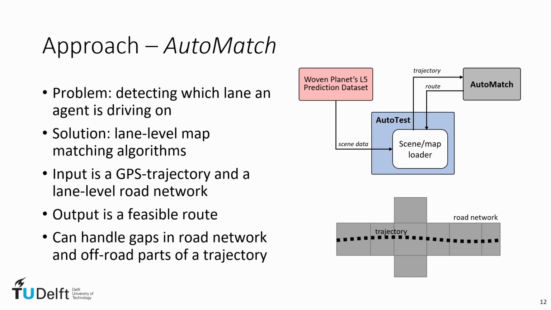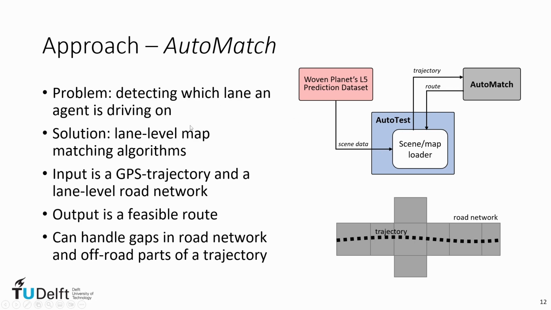So the final part of the approach that I want to talk about is the algorithm called AutoMatch. This might seem a little bit out of nowhere, but AutoMatch is actually quite an essential piece of my thesis, which is used to map match trajectories from the prediction data set. This traffic data set has hundreds of thousands of agent trajectories, and it matches these trajectories to a lane level road network, and it will output a route.